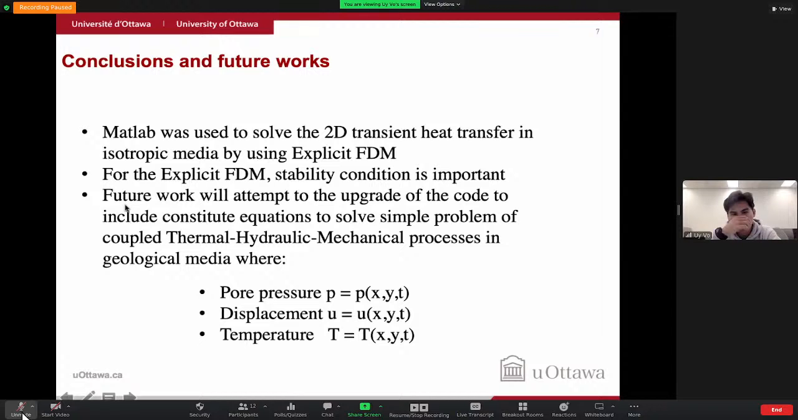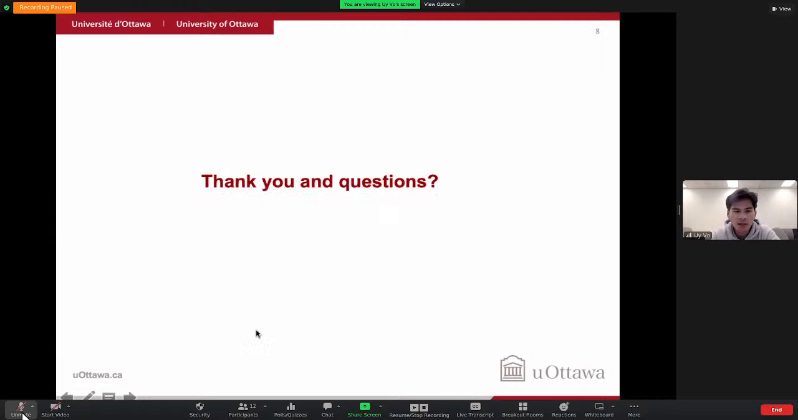And the future work will attempt to upgrade the code to solve a more complex problem like the thermo-hydro-mechanical process, where the pore pressure, displacement, and temperature are all together a function of X, Y, and time.